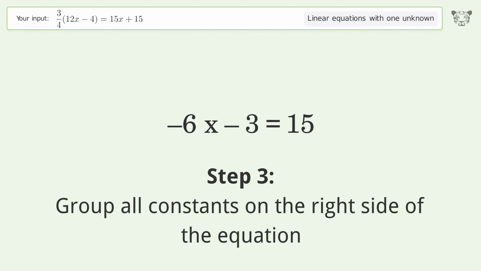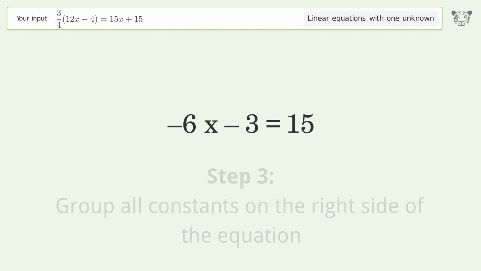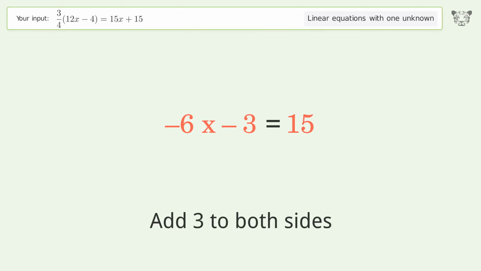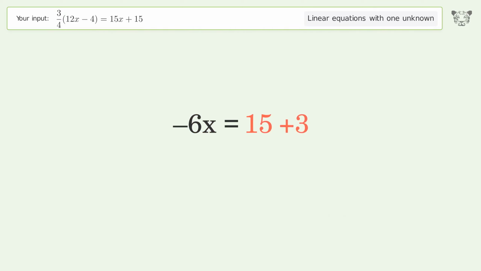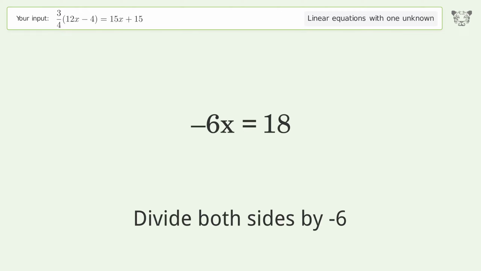Group all constants on the right side of the equation. Add 3 to both sides. Simplify the arithmetic. Isolate the x. Divide both sides by -6.